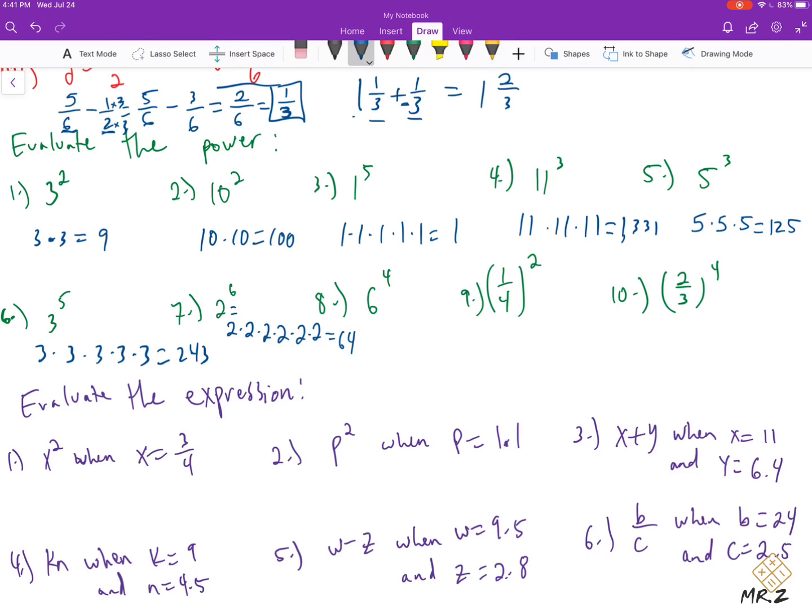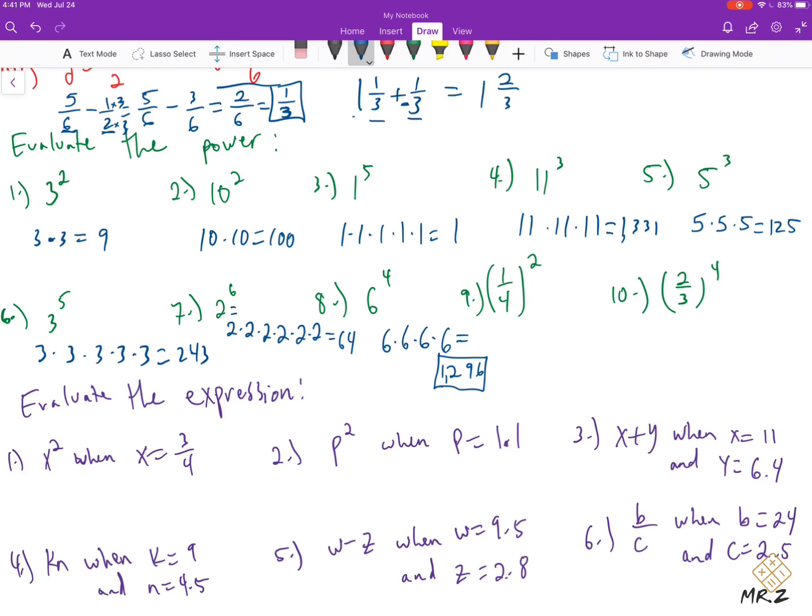Take a deep breath. 6 to the power of 4. 6 times 6 times 6 times 6. 6 times 6 is 36. 36 times 6 is 216. And 216 times 6, 1,296.